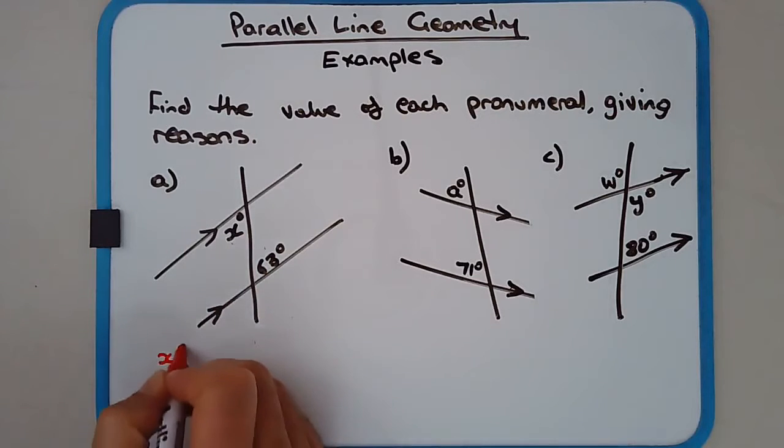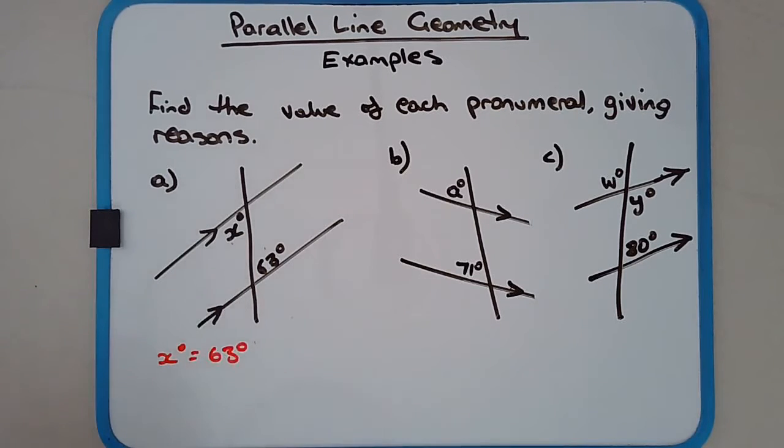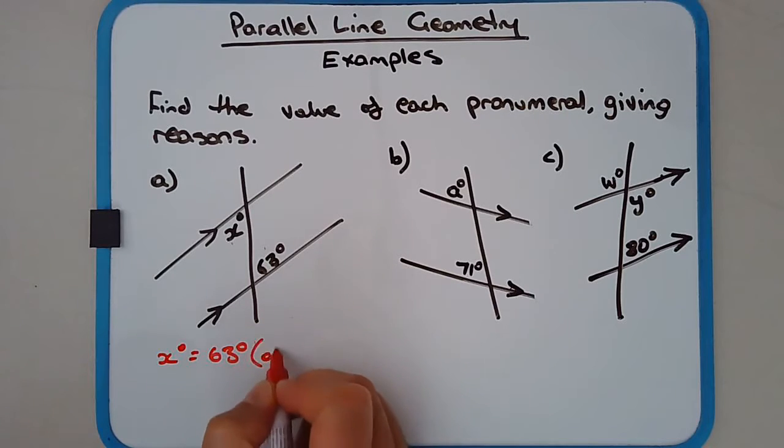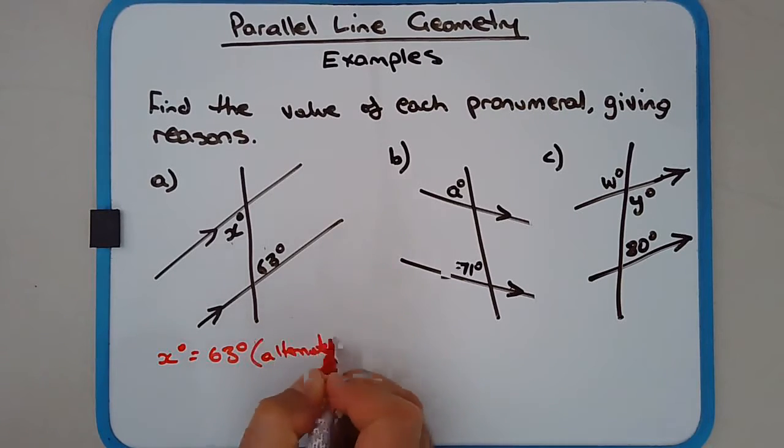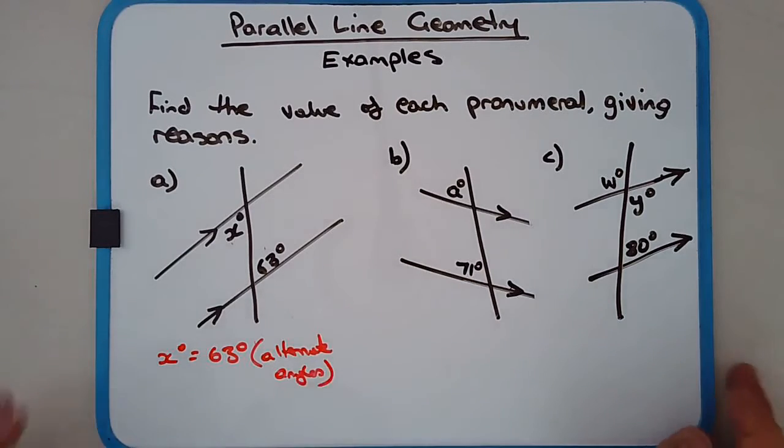So x degrees is equal to 63 degrees, or x is equal to 63 degrees, and the reason is they are alternate angles. Okay, let's have a look at part B.